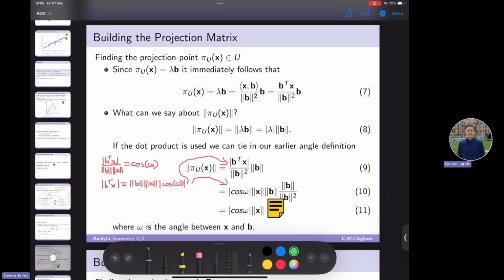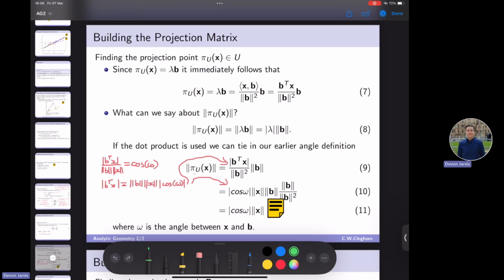So you might be asking, well, what can we say about the norm of the vector after the projection? Okay, and so we know then that in this case, especially if you're normalizing your basis vector, we have this identity here where we can pull any constant out of a norm, and you get the absolute value of lambda. That was something we spoke about last week. I'm not going to harp on that for the moment. But if the dot product is used, then we can tie in our earlier angle definition. Okay, and so we have this representation over here. We're taking the norm now of our projection of x.